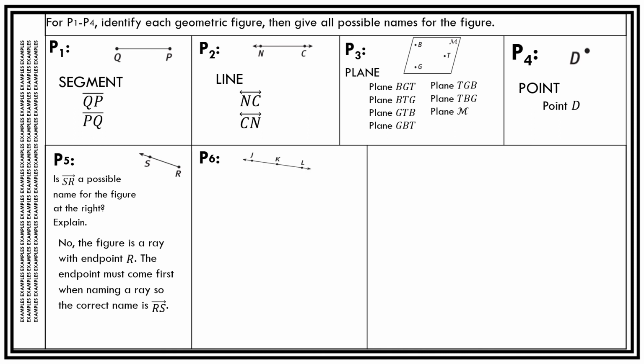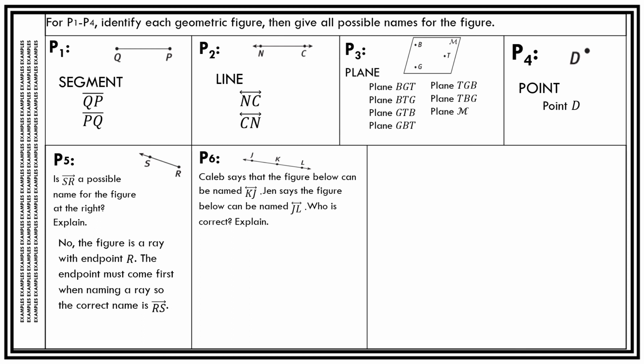So P6. We have a line here, and we have Caleb and Jen who are fighting about something. Caleb says that the figure can be named line KJ. Jen says the figure can be named JL. Who's correct? Explain.